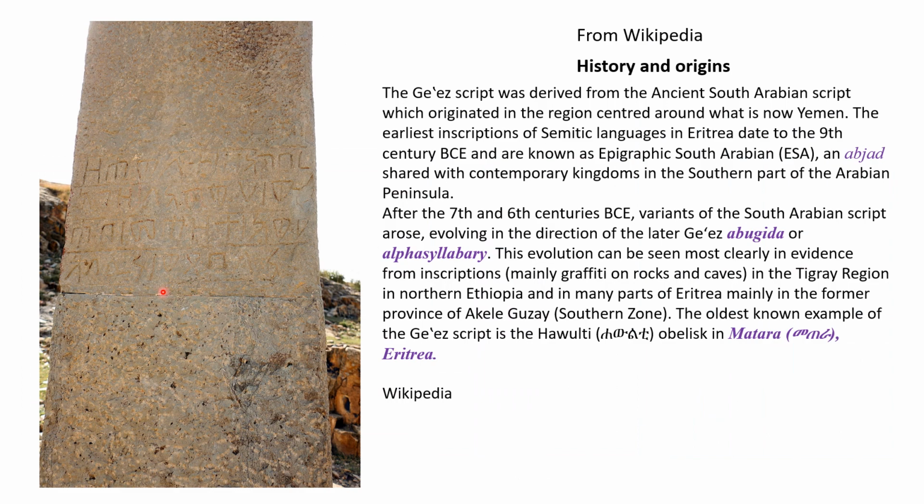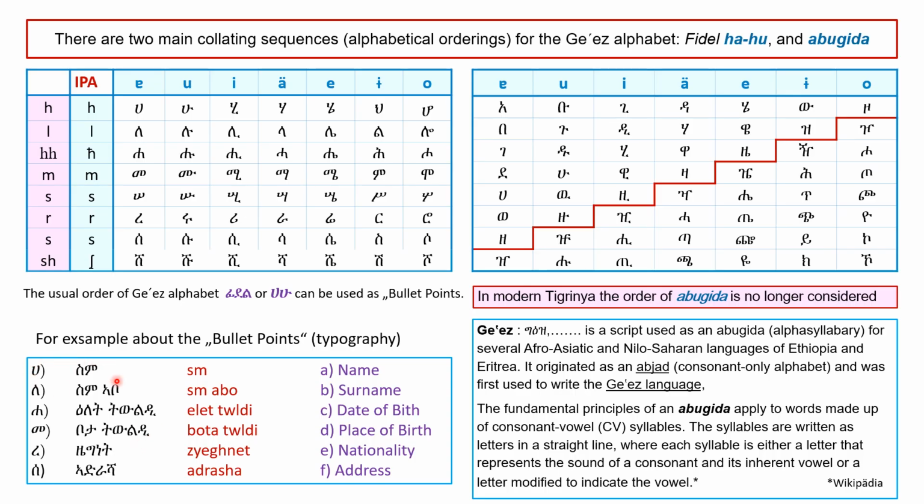This picture is an obelisk in Matara, Eritrea, with a Ge'ez script. At this point, we can see how we can use the Ge'ez alphabets as bullet points. For example: Ha, Sim, Le, Simabo, Ha, Letuludi, Me, Botatuludi, Re, Zegnet, Se, Adrasha.